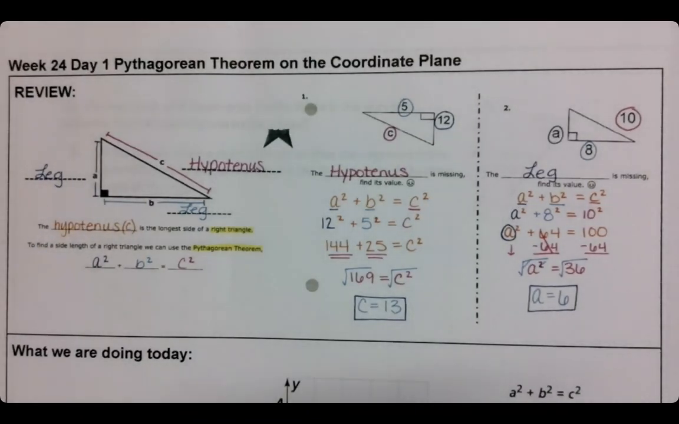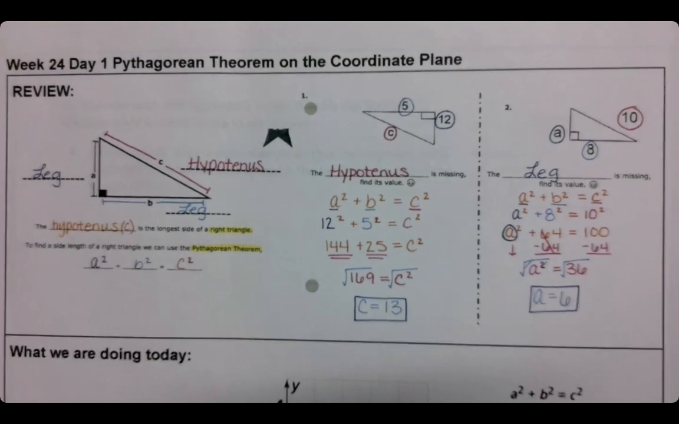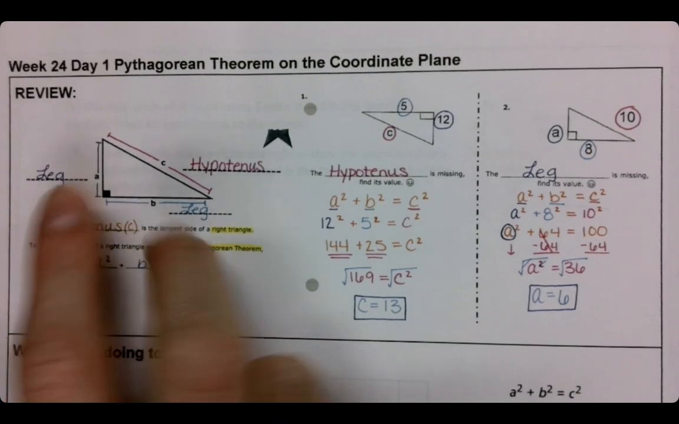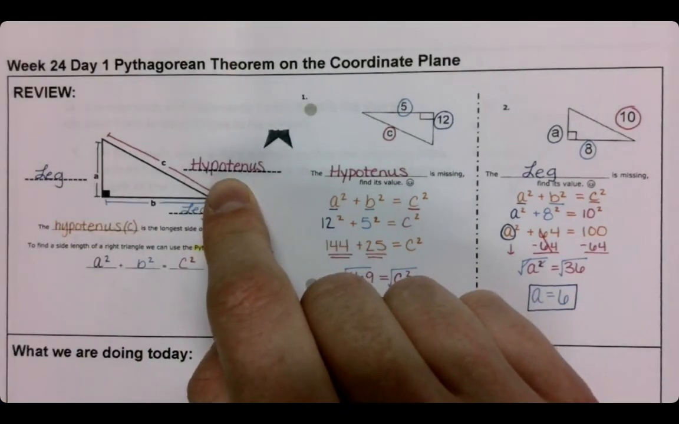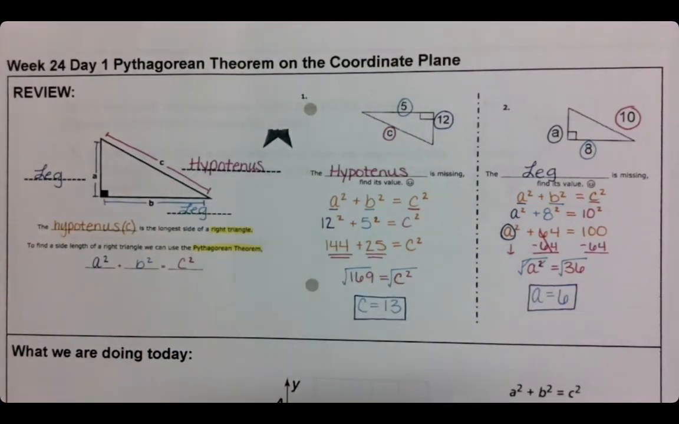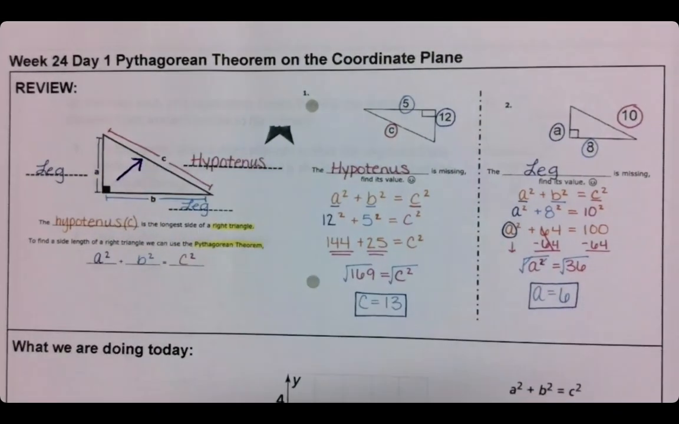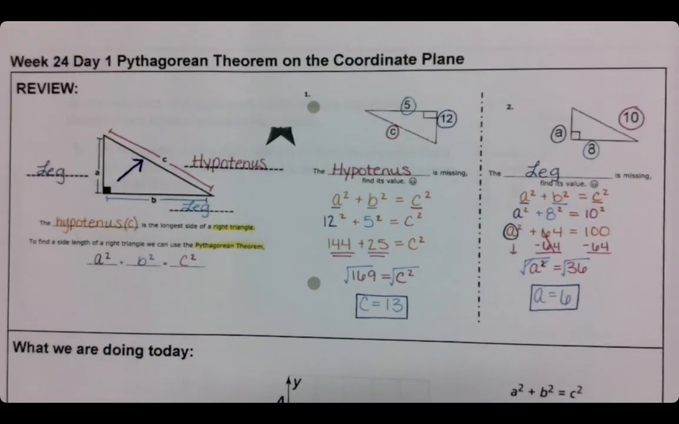We are almost done with Pythagorean theorem, as crazy as it may sound. We had our finding of a leg and finding of the hypotenuse. Remember, the legs are the two shorter sides, A and B. The hypotenuse is the longest side, and that is our C. Remember that the hypotenuse is diagonal to that right angle. It's across from the right angle.